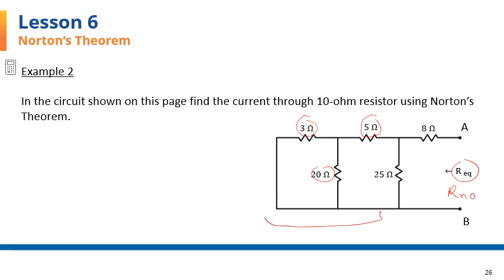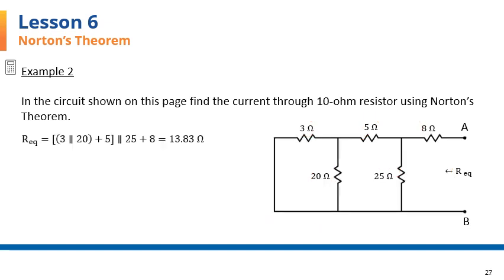The result so far is in parallel with 25, and after that, that result is in series with 8, and I show that in this formula. 3 and 20 in parallel plus 5 in series, total parallel with 25, and added to 8, which is in series. The total resistance looking into the circuit from AB is 13.83.